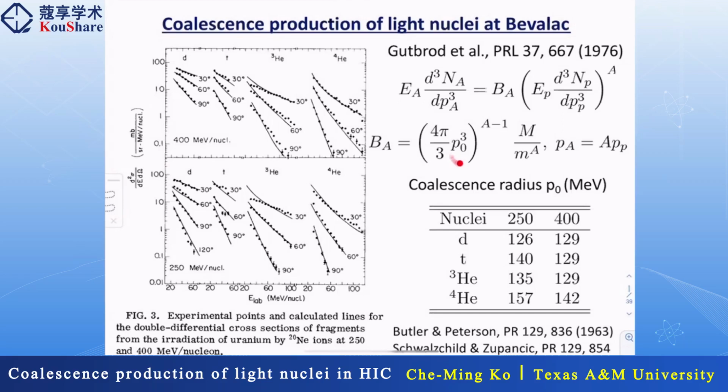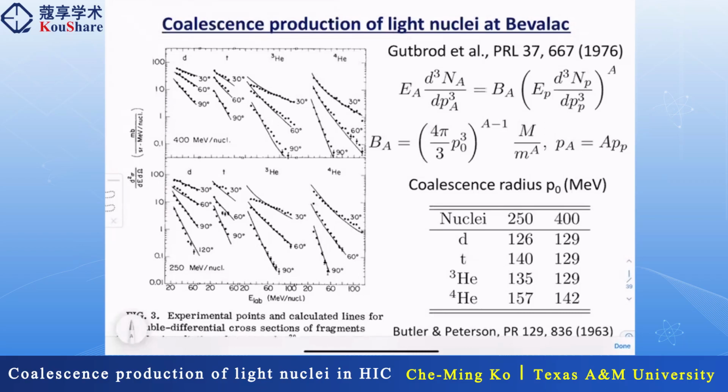BA is the famous coalescence parameters. It's related to this coalescence volume in the momentum space. And they can fit the data very well with the radius of that momentum space volume. It's very insensitive to the collision energy, right?